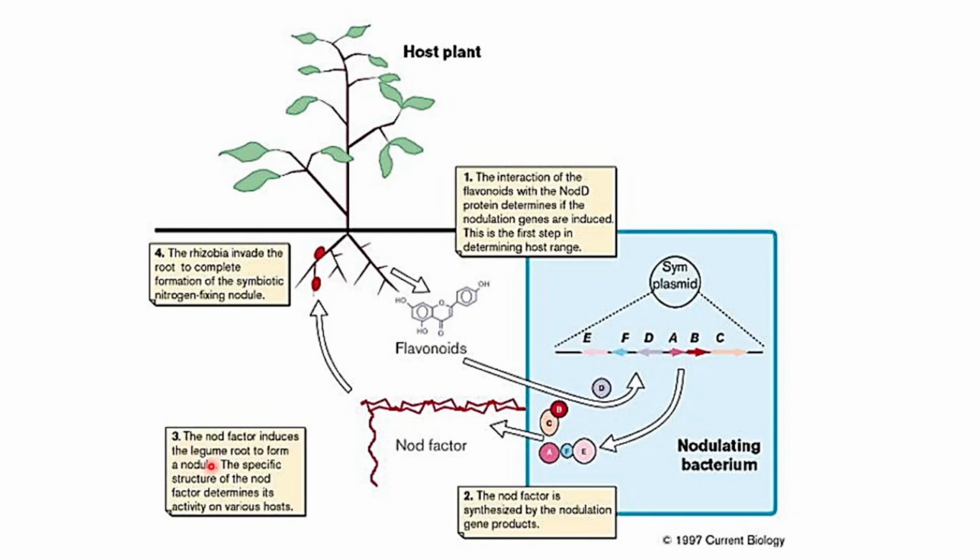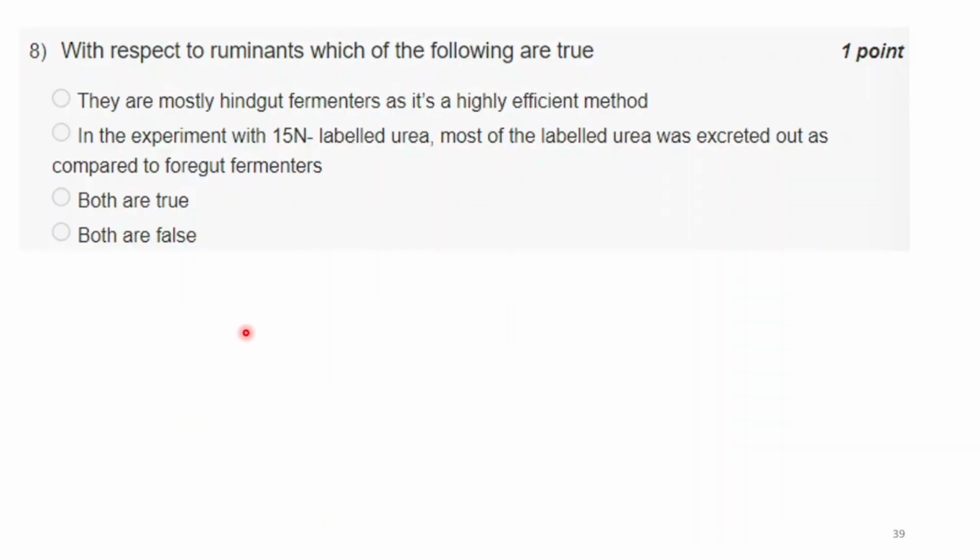Then the Nod factor will induce the legume root to form a nodule. The specific structure of the Nod factor determines its activity on various hosts. Then the rhizobia will invade the root to complete formation of the symbiotic nitrogen fixing nodule. Moving on to the next question.